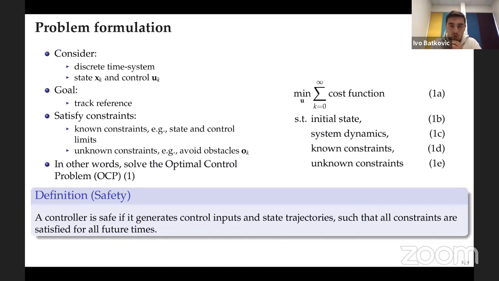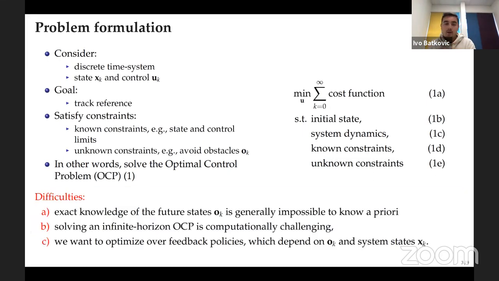That's the overall idea. But now we're faced with a set of difficulties. The first one is that you don't really know where the road users will be in the future. So how do you make sure that you will never collide with some pedestrian when you don't know where he'll go? The second is that typically it's difficult to solve these infinite horizon OCPs, so we need to do some kind of reformulation. And lastly, in this case, we want to optimize our feedback policies, and now these depend on states O and X, which will become difficult.